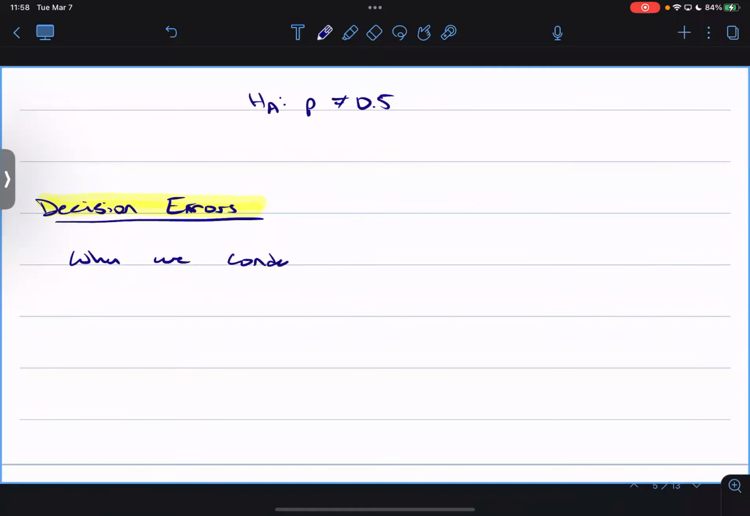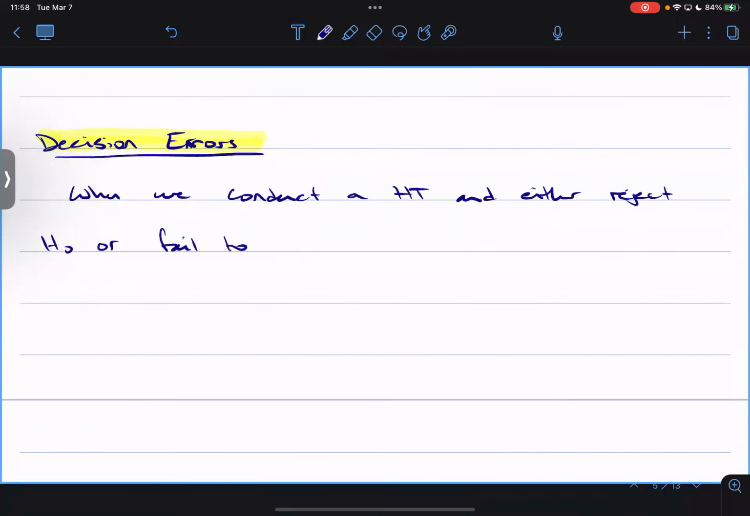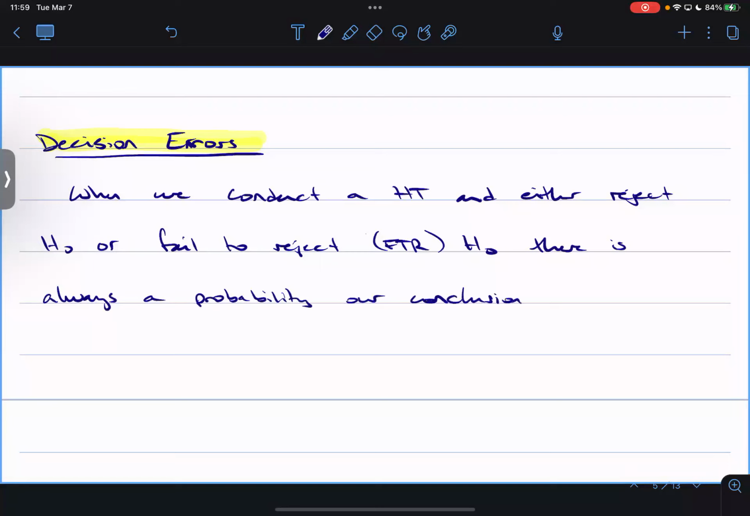So when we conduct a hypothesis test and either reject H naught or fail to reject H naught, and usually we just write FTR, fail to reject H naught, there is always a probability that our conclusion is wrong.